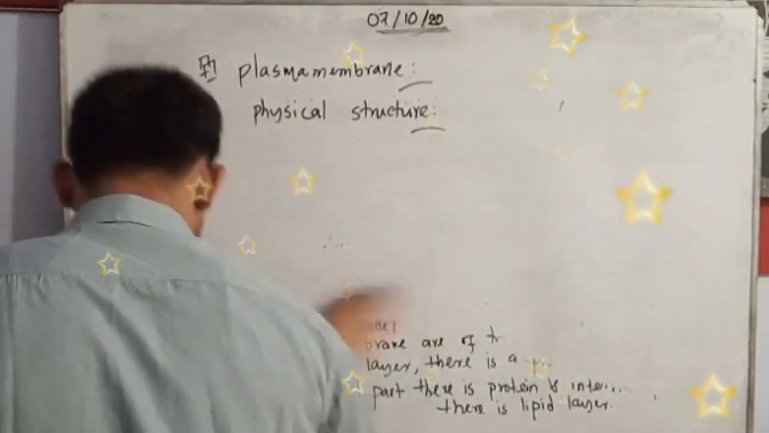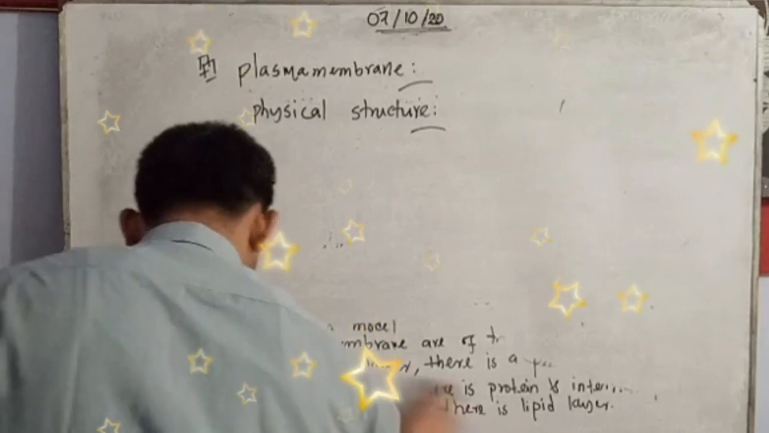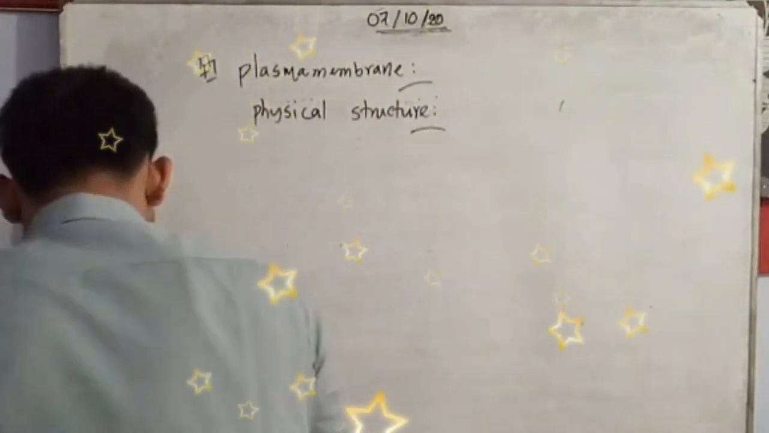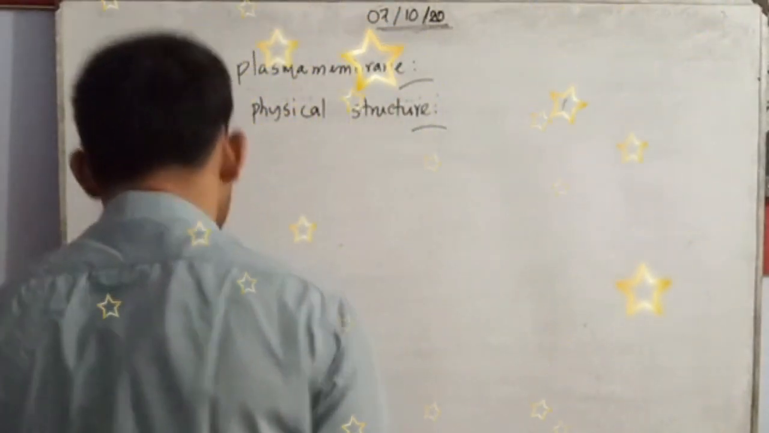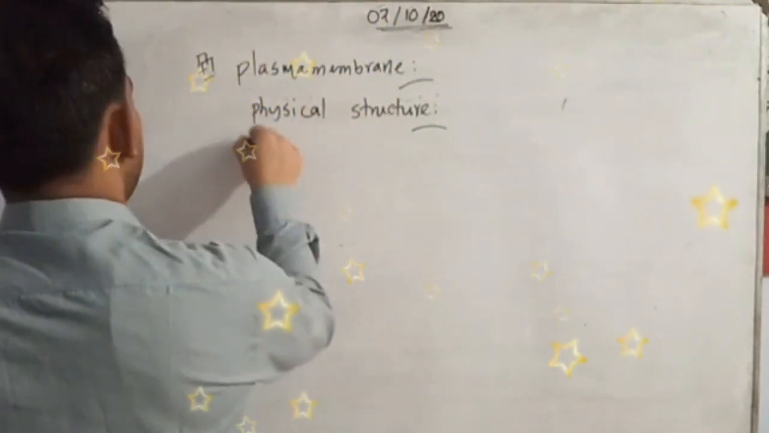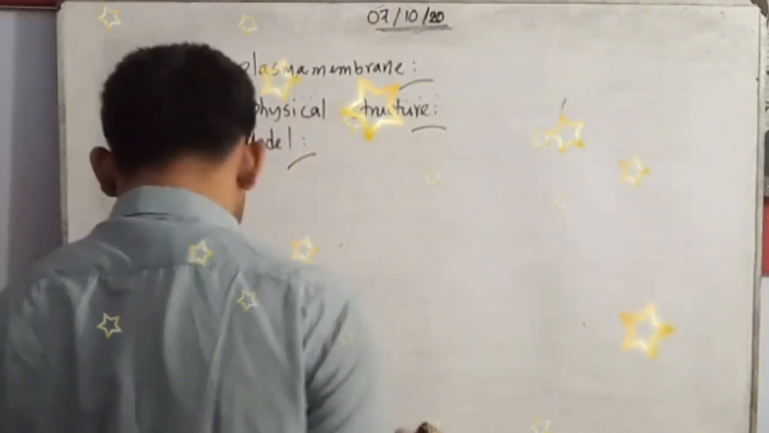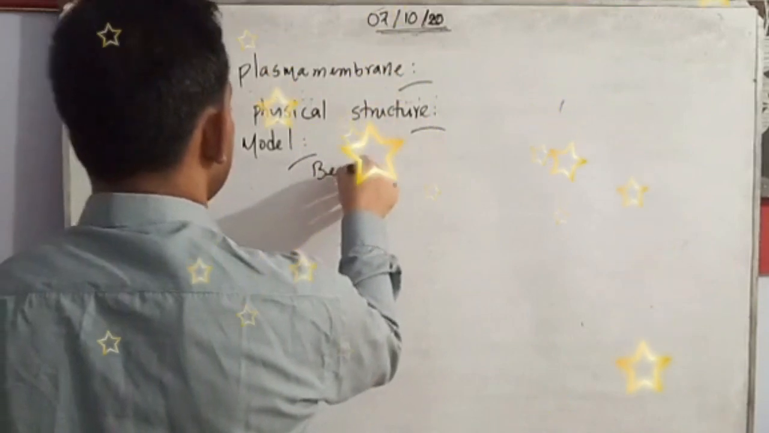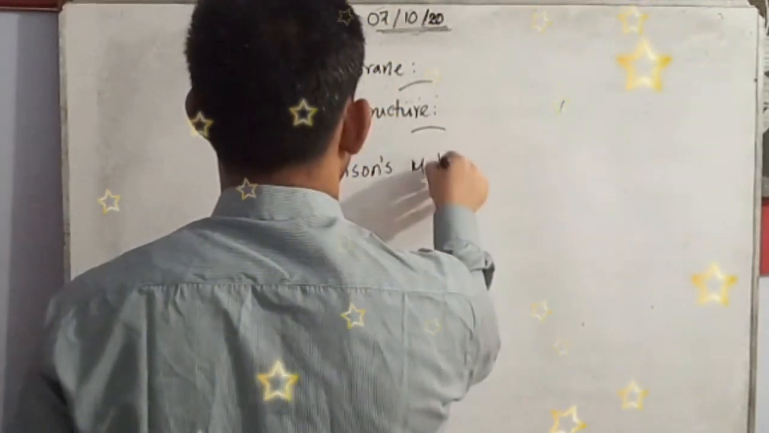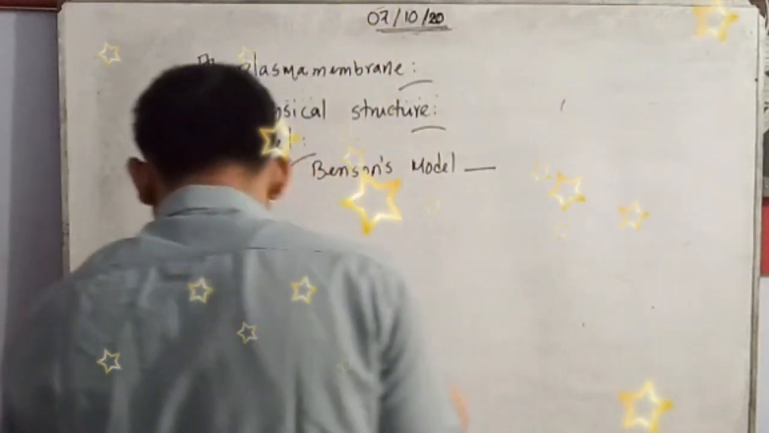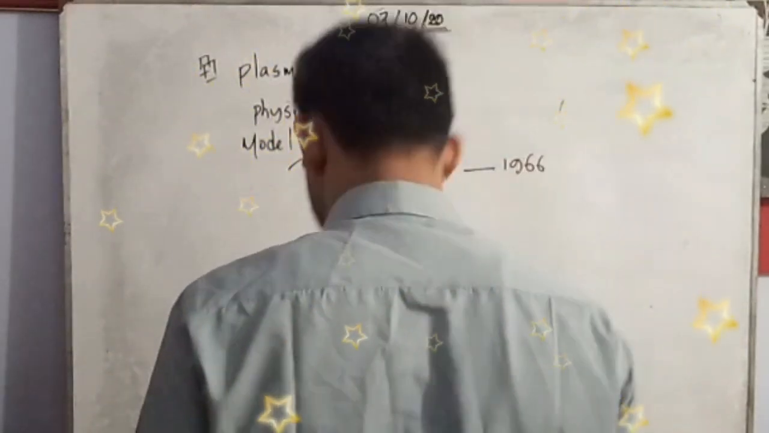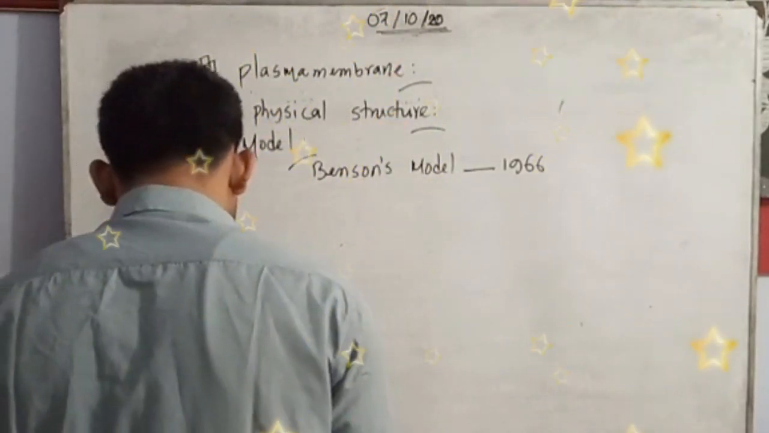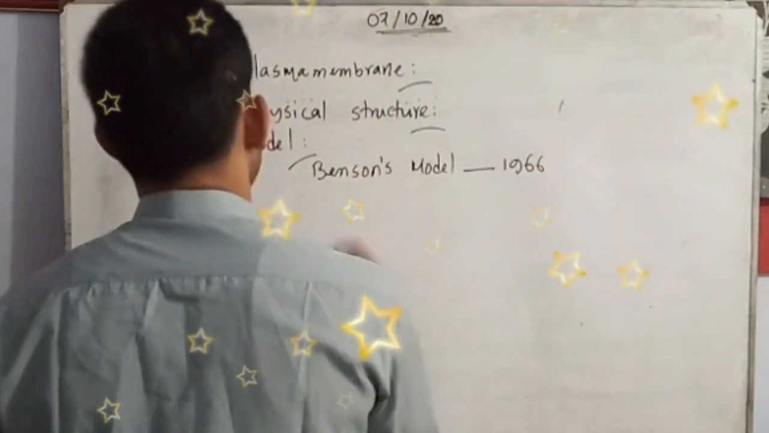Important, my dear students, this is a very, very important thing. There are also several models according to the plasma membrane's physical structure, and which model was given by whom is also very important for MCQ. Benson's model, just recollect this one. Benson's model was given in 1966. Then Leonard and Singer's model.